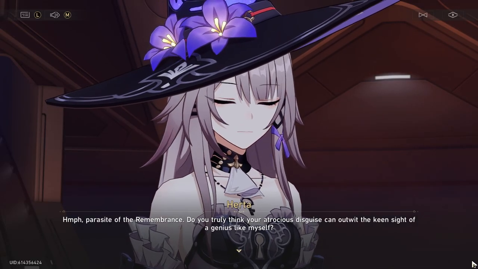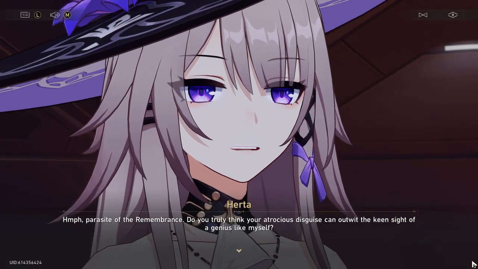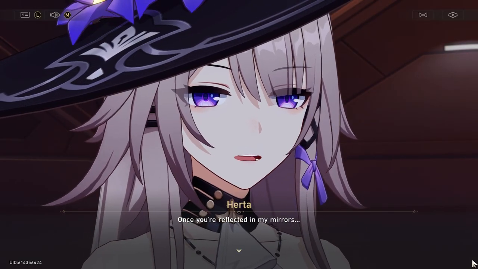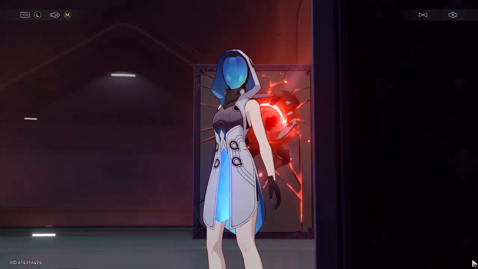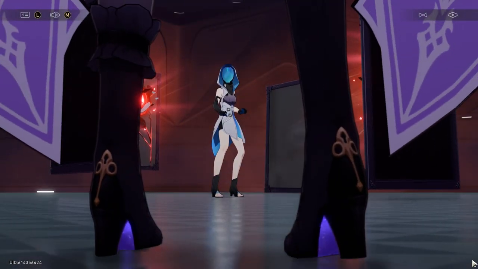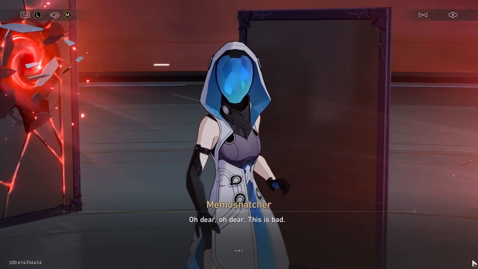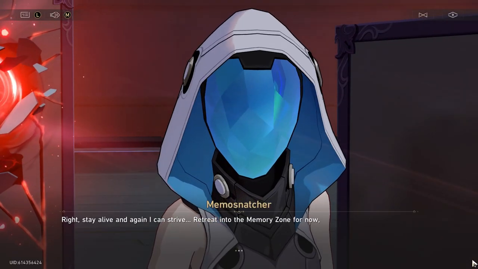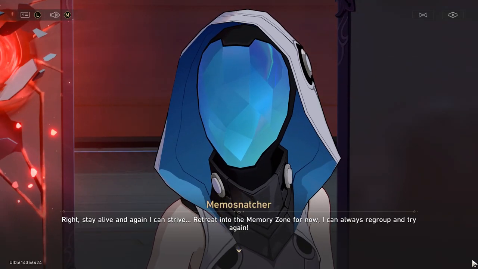Parasite of the Remembrance. Do you truly think your atrocious disguise can outwit the keen sight of a genius like myself once you're reflected in my mirrors? You can forget about escaping. Oh dear, this is bad. Right, stay alive, and again, I can strive. Retreat into the memory zone for now. I can always regroup and try again.